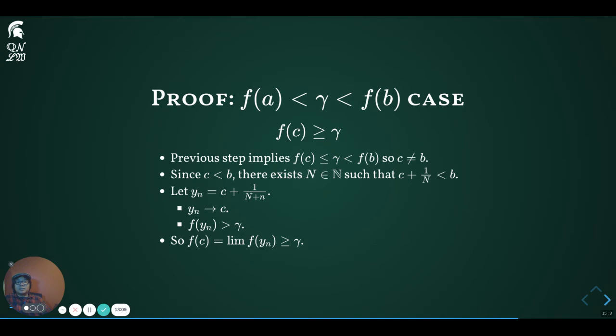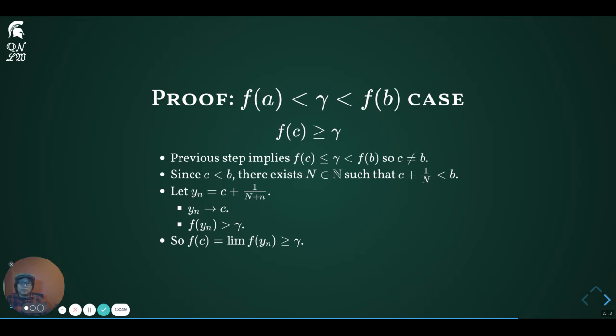Next, we prove that f of C is at least gamma. By the previous step, we already know that f of C is no more than gamma, so in particular, since f of b is greater than gamma, we know that b is not C. So this means we can build a sequence inside the interval from C to b that converges to C from above. To be concrete, I give an explicit construction on this slide. Choose first some large N such that C plus 1 over N is between C and b. Then just take the sequence y_n to be C plus 1 over capital N plus small n.